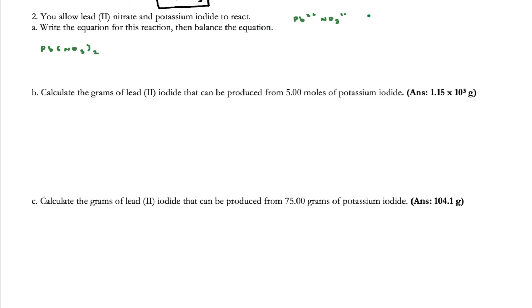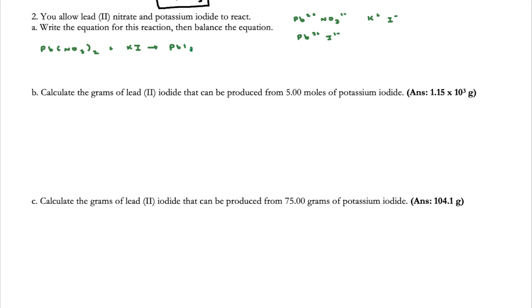Potassium iodide, potassium has a 1+ charge. Iodide has a 1- charge. All right, so when I cross my charges, I simply get KI. Remember, for a double replacement reaction, innies and outies. So it's not potassium, lead is going to form a new compound with iodide, right? Those are my outies, and then potassium with nitrate. Well, lead, as we just noted, has a 2+ charge. Okay, iodide has a 1- charge. So when I cross my charges here, I end up getting PbI2.